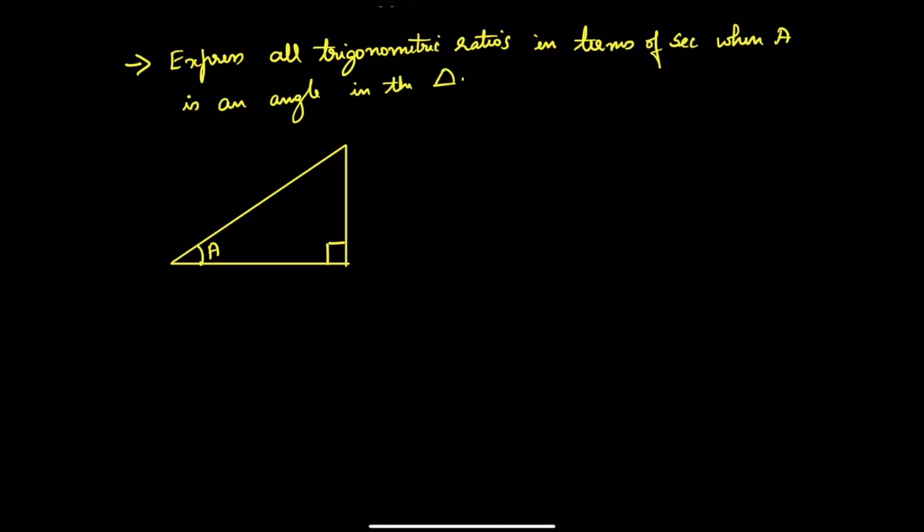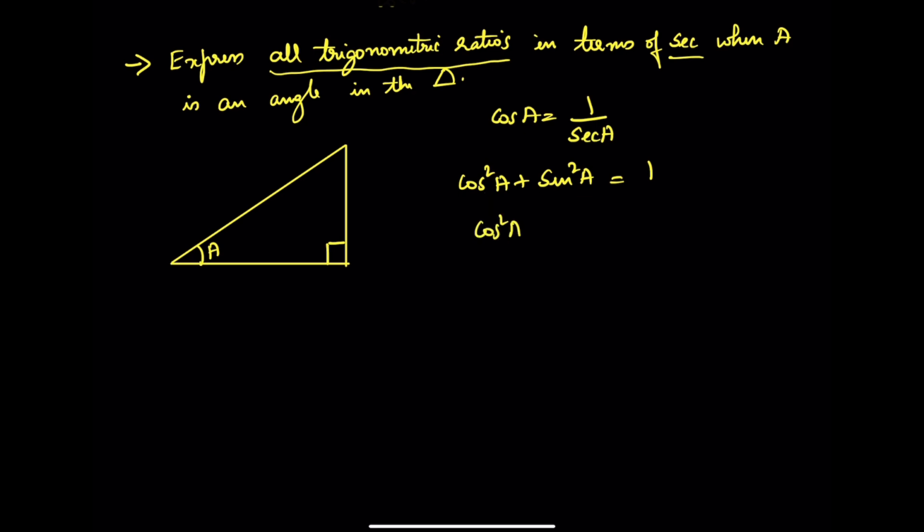Now let's address the last one. Here we have to express all the trigonometric ratios, which are sine, cos, tan, secant, cosecant, and cotangent in terms of secant when A is an angle in the triangle. So let's address the simple ones where cos A is equal to 1 by secant A. So this is solved. Next, we know that cos square A plus sine square A is equal to 1. Now cos A can be written in terms of secant, so let's change this first.